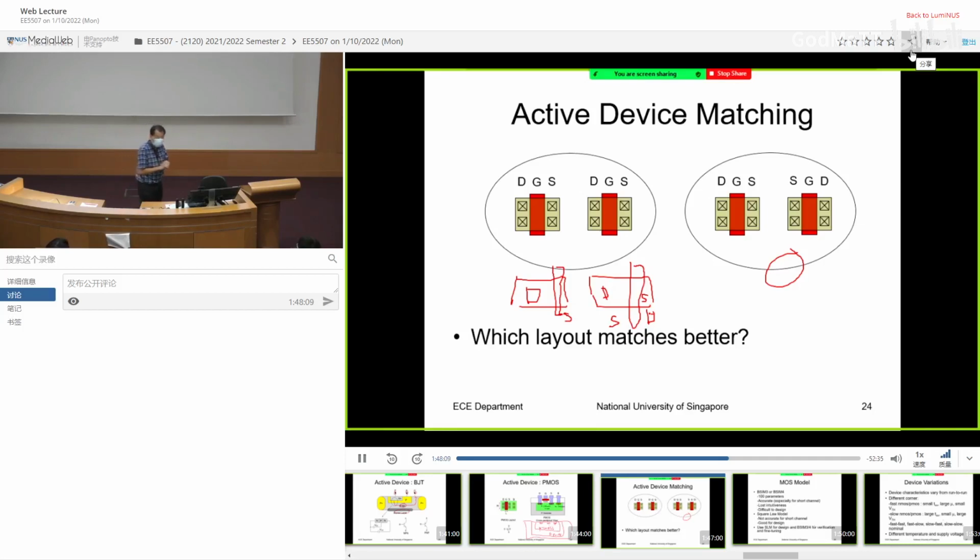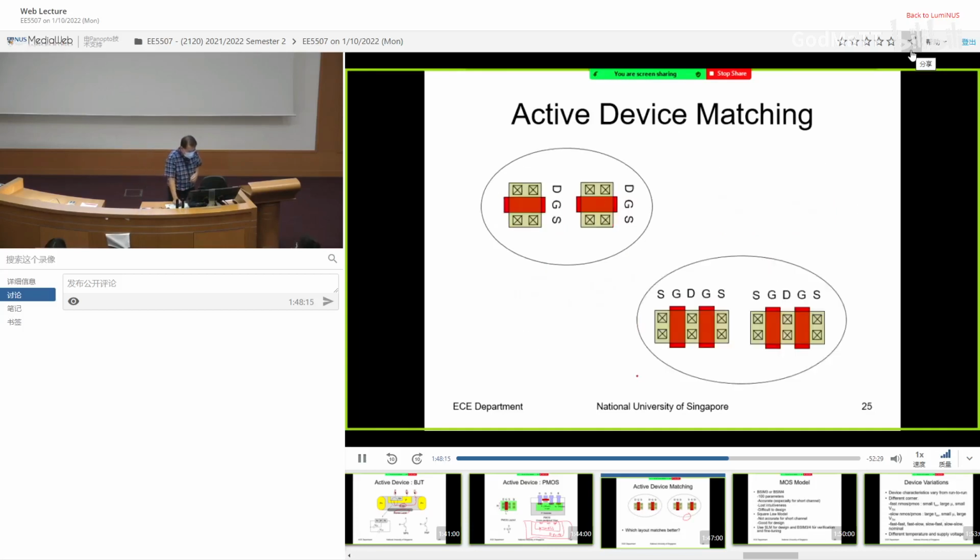Okay? But I'm human. I like symmetric. So what can I do? So I can do this. This is symmetric, am I right? I place it at the mirror. They're mirror, symmetric. It looks nice.